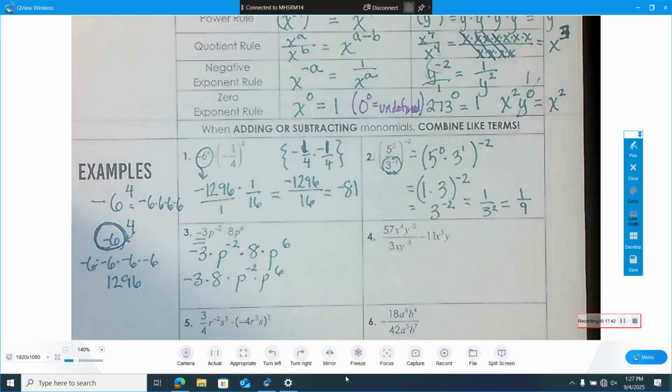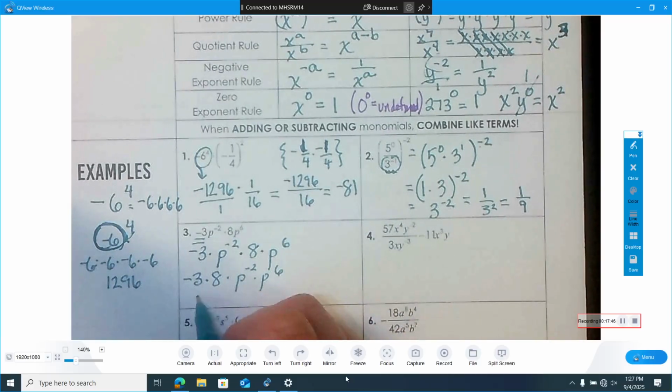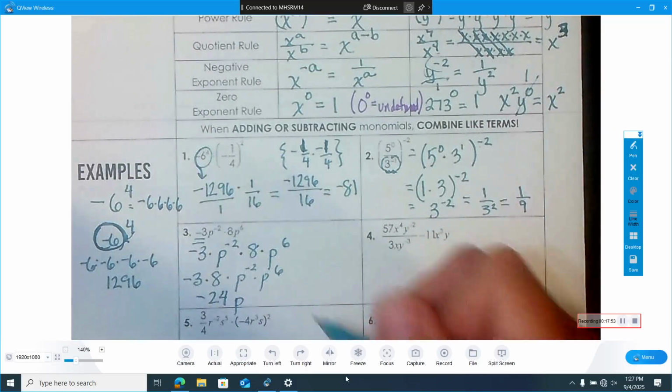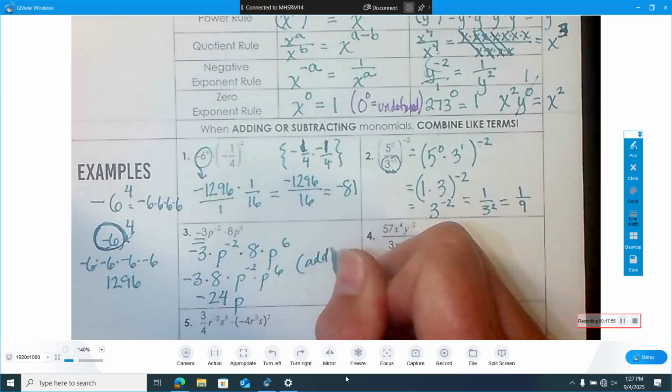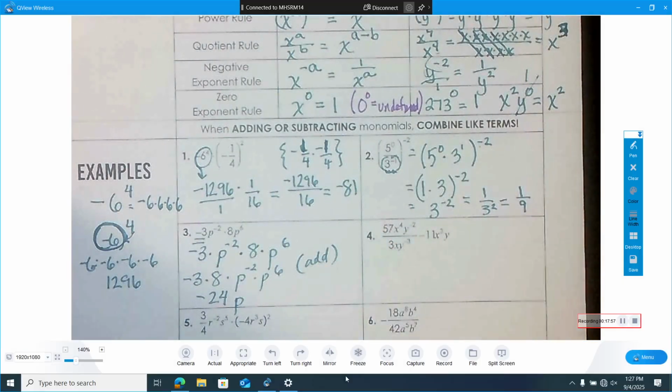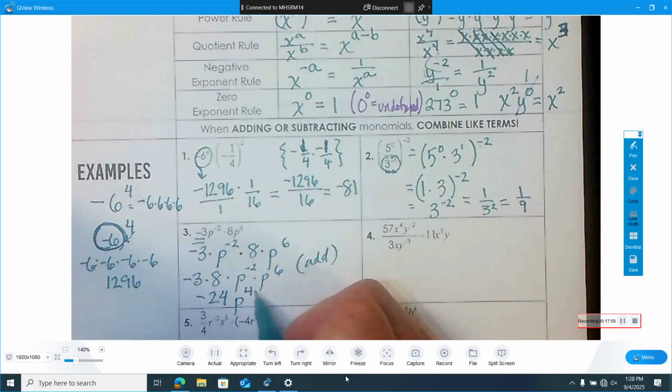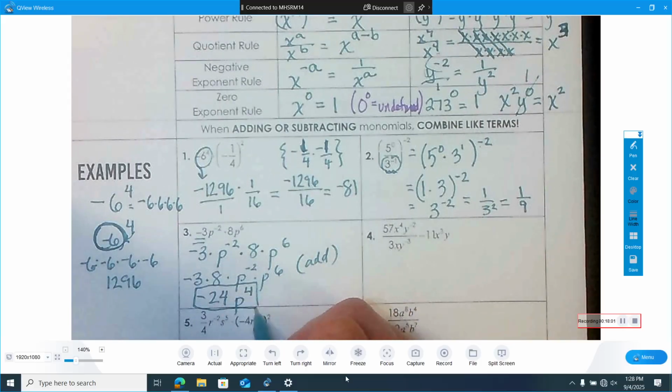All right, negative 3 times 8. Negative 24. Now, these have the same base. The p stays the same. And what do we do to the exponents? Add the exponents. Negative 2 plus 6 is 4. So there is our lovely little answer. Could we have gone directly there? Yes. Absolutely. Pretty easy to go directly there.